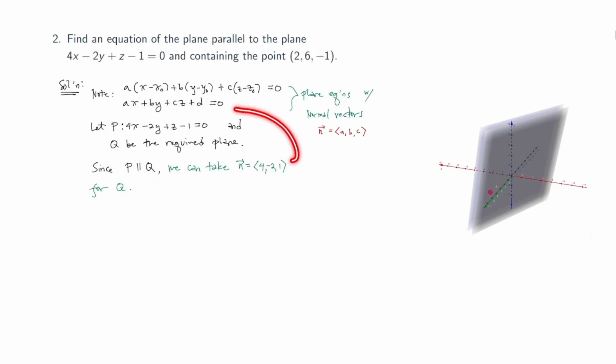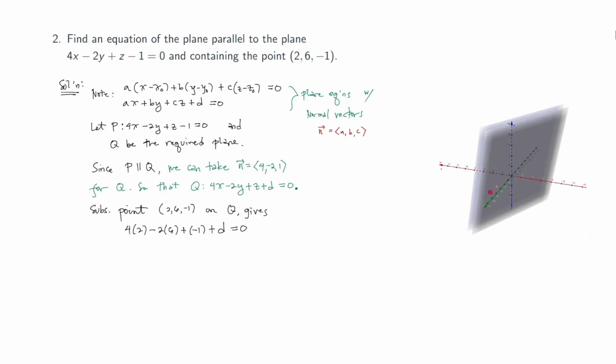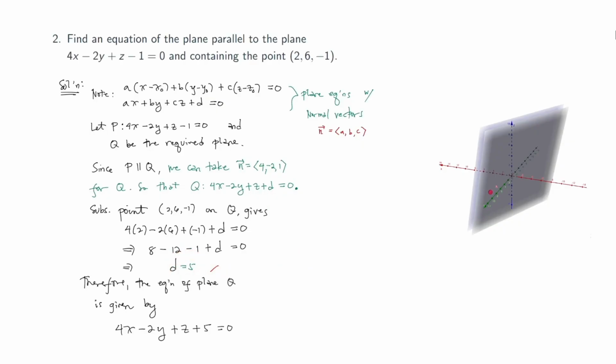Substituting this on your equation gives you this form. It remains to solve for this remaining value. If you solve for D, then you have your equation of Q. To do this, we make use of the point that is given. Let us substitute (2, 6, -1) into the equation of Q. This gives you a simplification which results in a value of D equal to 5. Substituting 5 in this equation gives you the equation of the plane that is required.